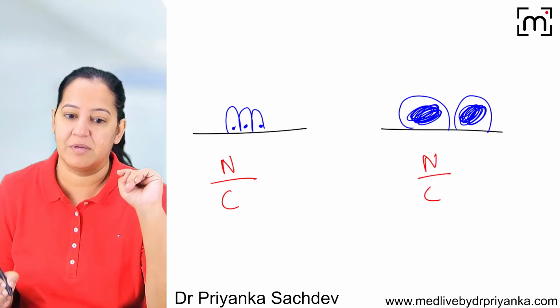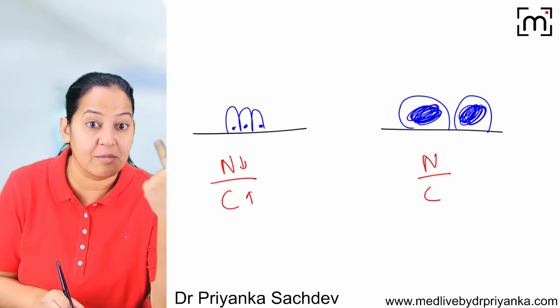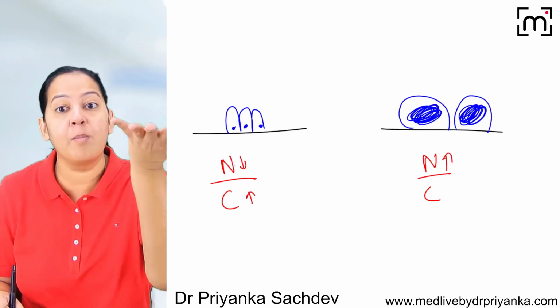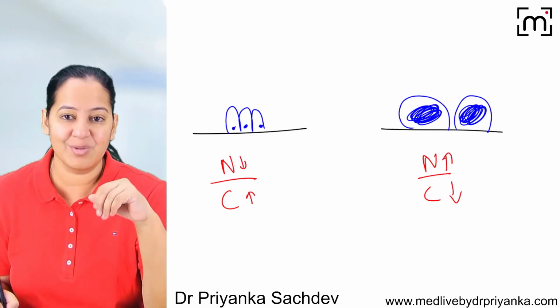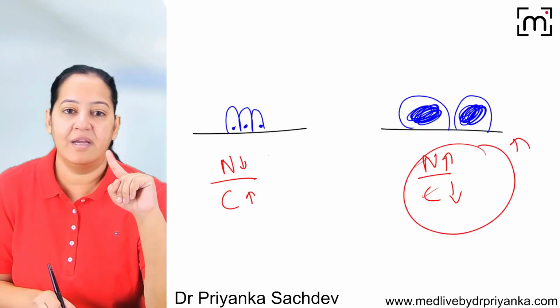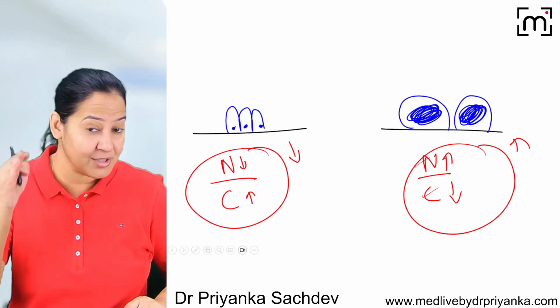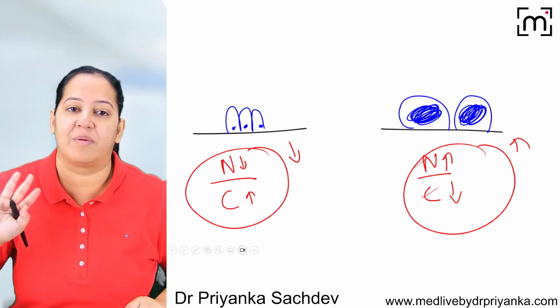Nucleus size upon cytoplasm size: the NC ratio. So what is the size of the nucleus? Here it's less, cytoplasm is more. And here the nucleus is more, but cytoplasm is less. So numerator is more, denominator is less, so NC ratio is more here. Here the NC ratio is normal or less. Here NC ratio is more. You can understand the size of the nucleus versus cytoplasm.